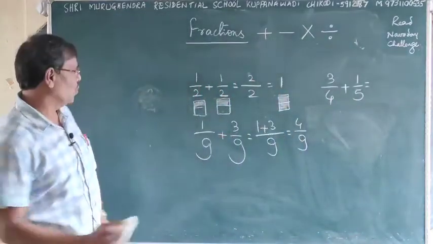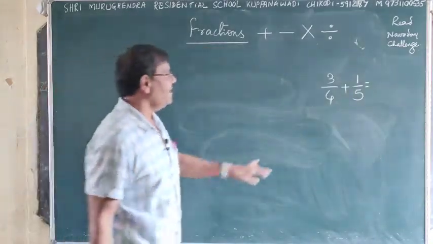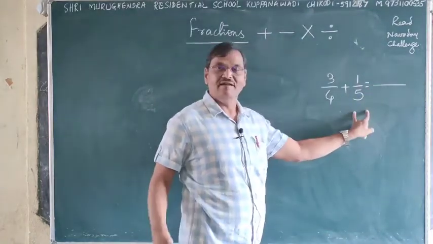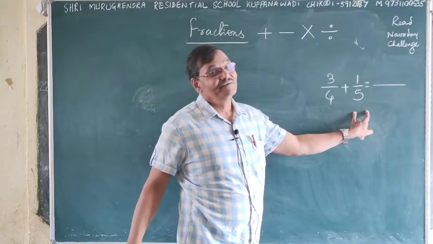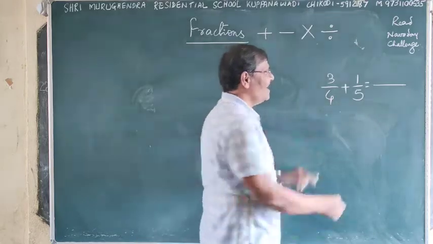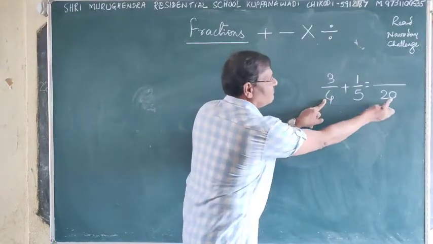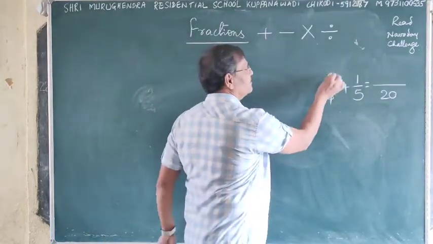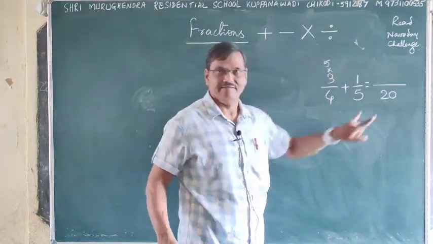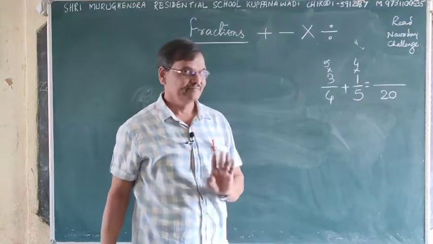Then how do we have to do it? We have to find the LCM of 4 and 5. What kind of numbers are these two? Co-prime numbers. So the LCM is 4 multiplied with 5, which is 20. So here 3 should be multiplied by 5. 4 5s are 20, then here 5 4s are 20.